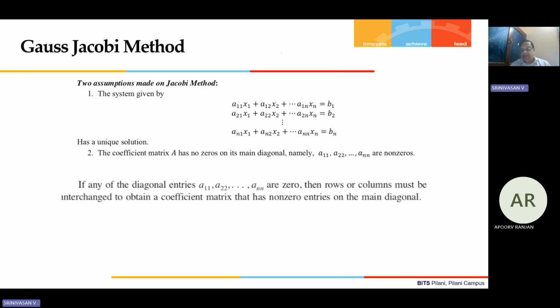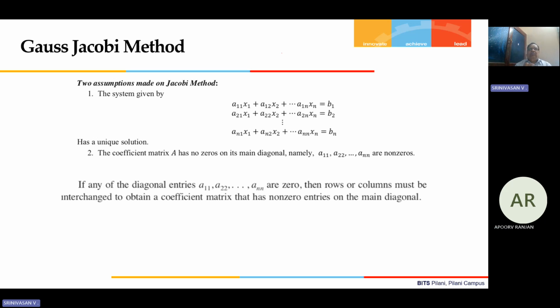Gauss-Jacobi method. Okay. So I will just go quickly. Can I just wait for another 5 to 10 minutes so that I will complete this? Sure, sir, sure. Okay, no problem. It's going to be easy.